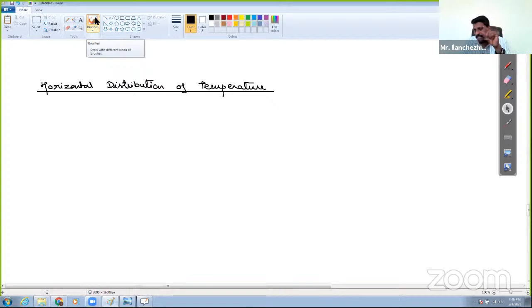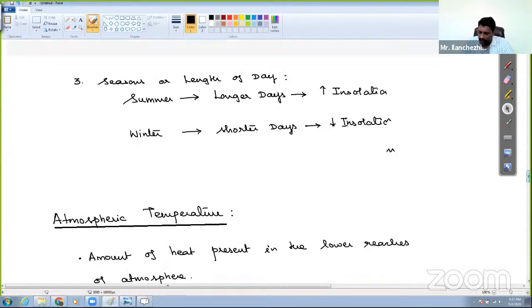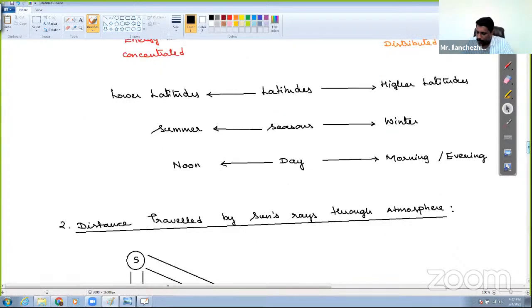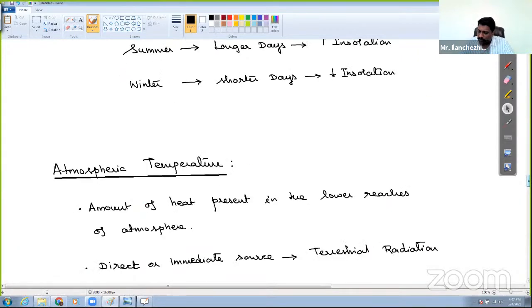Pressure. See, pressure is a result of temperature, my friend. Topography, altitude, but more than altitude, in order of importance, it is latitude, correct? Latitude, my friend. That's the reason lower latitudes experience, as we have just seen, a high sun position, and higher latitudes experience slanting sun's rays. Latitude plays a very important role.